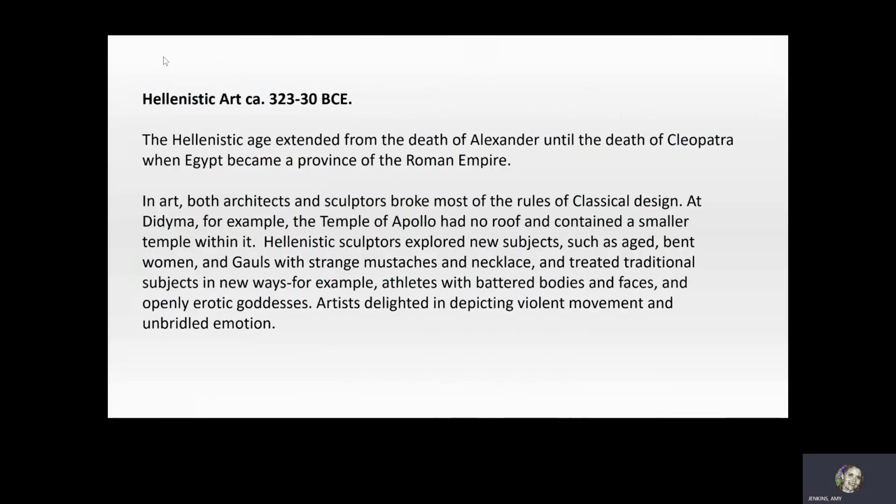Hellenistic art, circa 323 to 30 BCE. The Hellenistic age extended from the death of Alexander the Great until the death of Cleopatra, when Egypt became a province in the Roman Empire. In art, both architects and sculptors broke most of the rules of classical design. At Didyma, for example, the Temple of Apollo had no roof and contained a smaller temple within it.